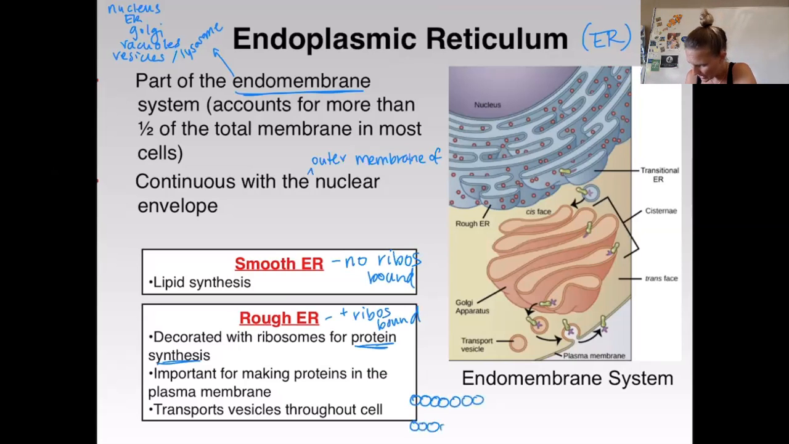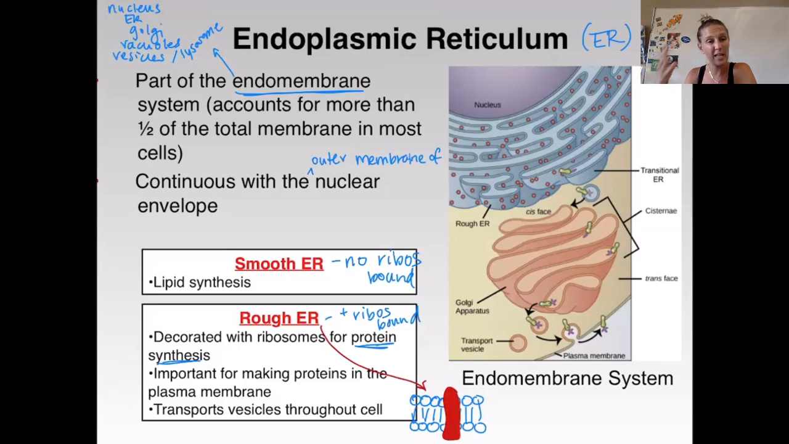So any protein, so here I'm drawing a little lipid bilayer. Let's say this is the plasma membrane at the outside of the cell. You can have proteins that are embedded in that, and those proteins come from the rough ER, right? So they're made in the rough ER. And they help transport vesicles throughout the cell, right? And we're going to draw this out in class.